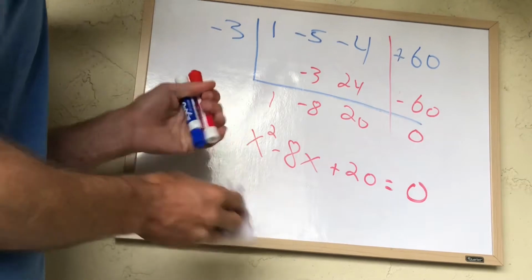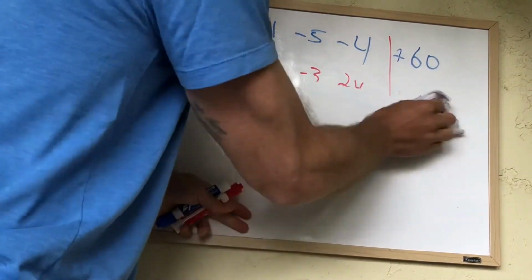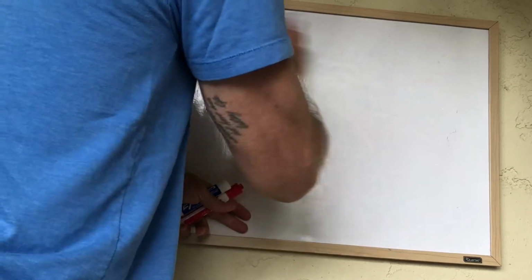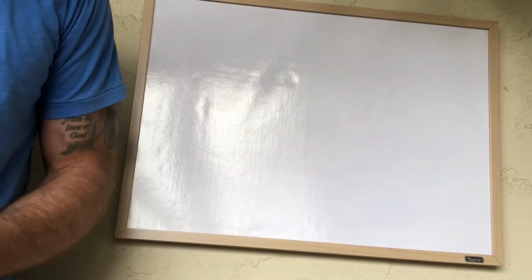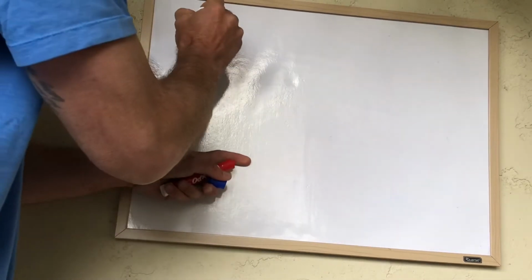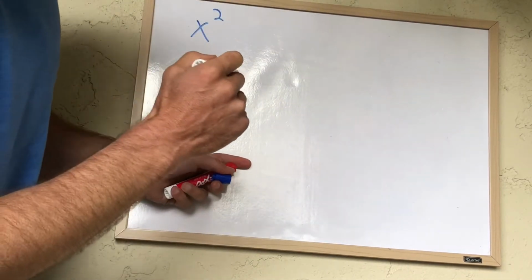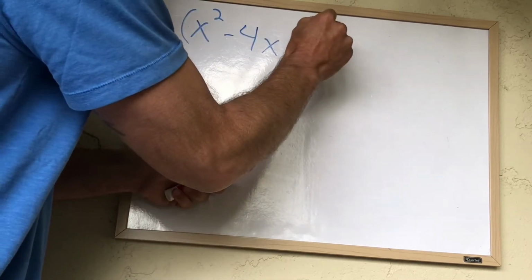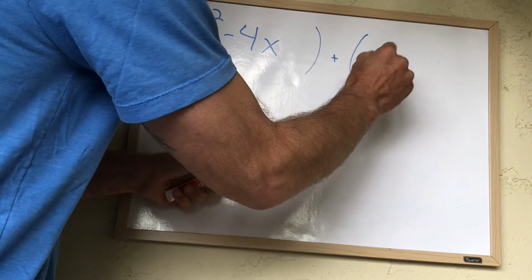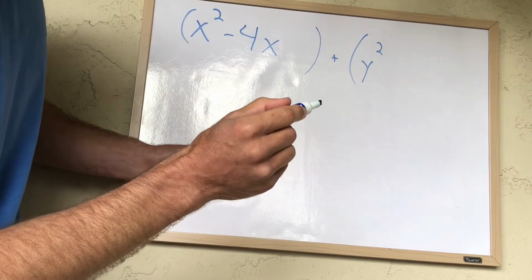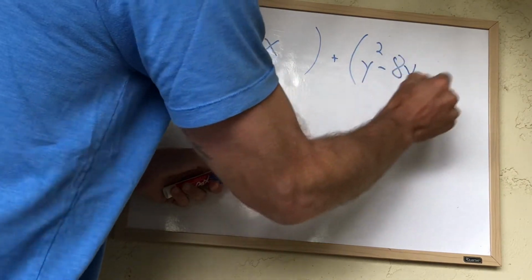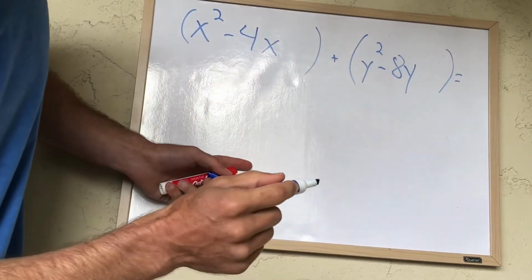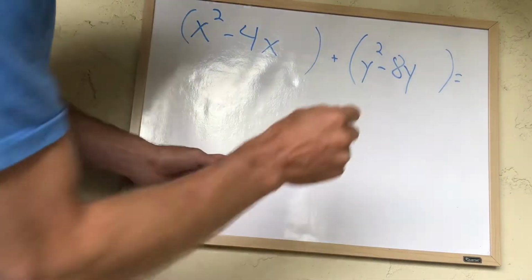Okay, now for number 5. Number 5 was when you had to complete the square twice. So what I'm going to do is line up my x's together. So I have x squared minus 4x, and I'm going to put a blank little space, and then I'm going to do my y. Y squared minus 8y, put a blank, and then I'm going to move that negative 5 to the other side.